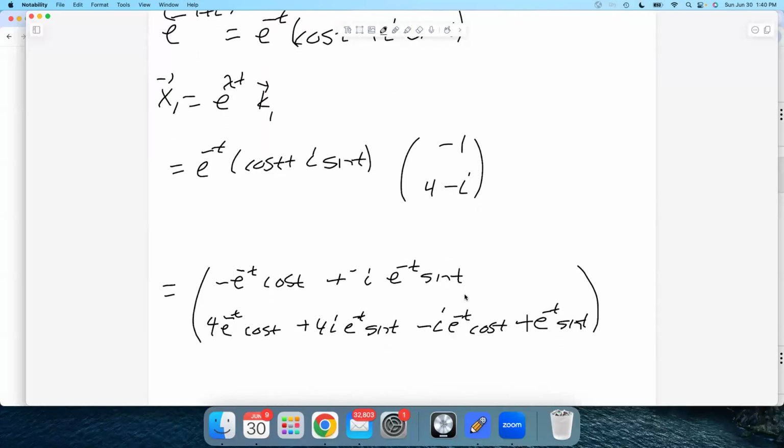Okay, now here's the tricky part. We want to separate out our real part and our imaginary part. So we're going to multiply this scalar. This is not a vector.